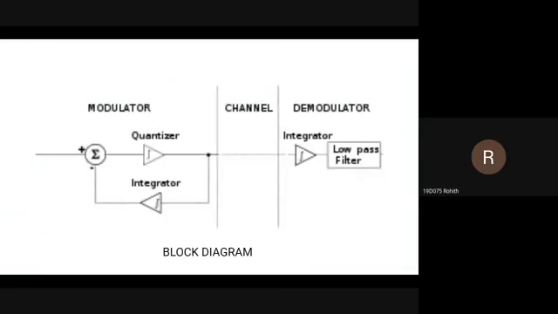This is the block diagram for the delta modulation. This is just a use of a split trigger, a low pass filter, and an integrator also used in this modulator. The next slide will be explained by Varun Kumar.